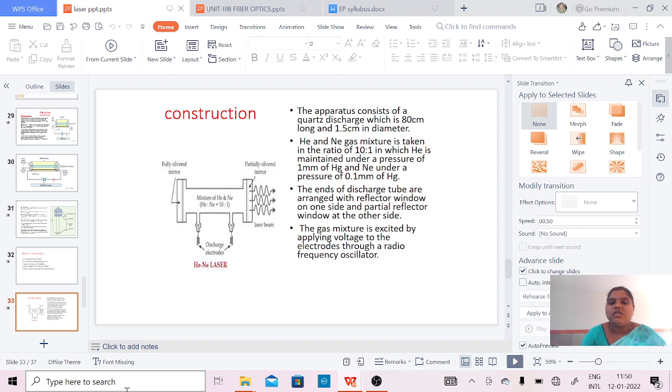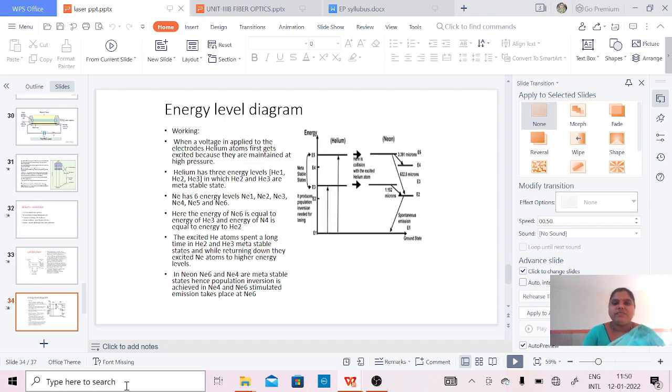The ends of the discharge tube are arranged with a reflector window on one side and a partial reflector window on the other side. The gas mixture is excited by applying voltage to the electrodes through a radio frequency oscillator. So the source is an RF oscillator. Whenever we are applying some voltage to the electrodes, giving additional energy, only then does the excitation take place.